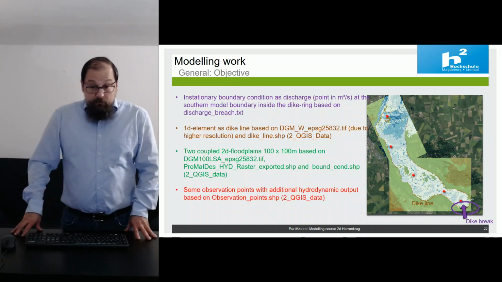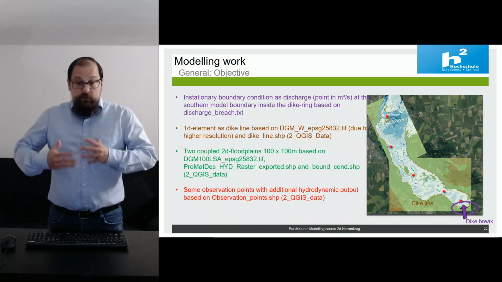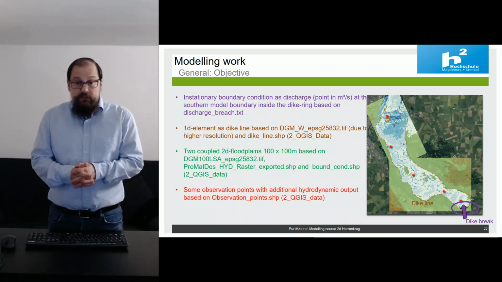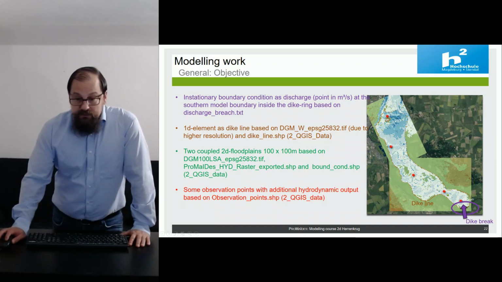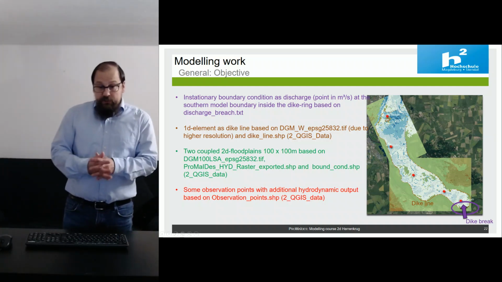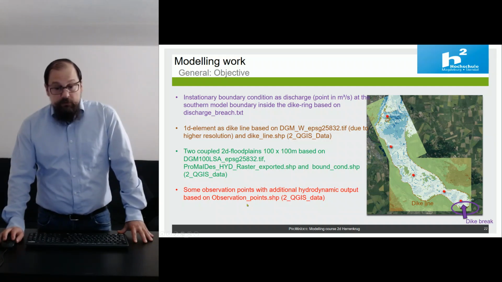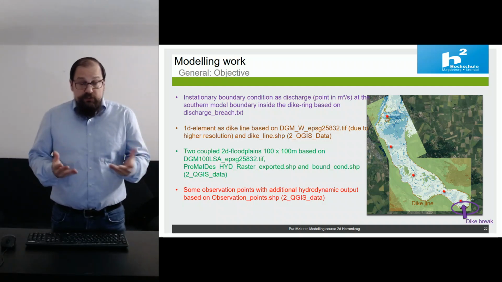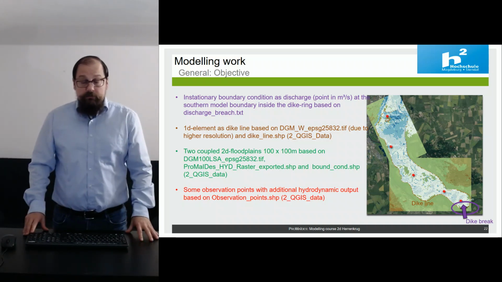We will also implement some observation points. Observation points are available to get additional hydrodynamic output. It's a bit like a guard station in your area, so you get additional information output files. I set different observation points in this area, but you can change this shapefile. It is also given here in folder 2, the observation point shape. You can edit it, or you can produce your own file. So this is up to you, how intensively you want to work with QGIS beforehand.